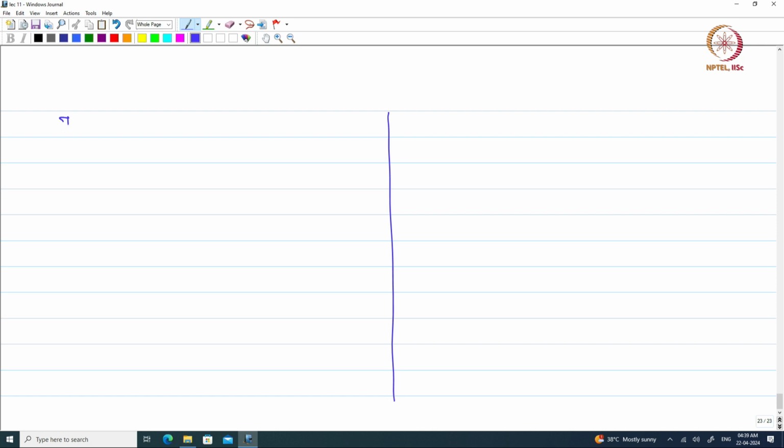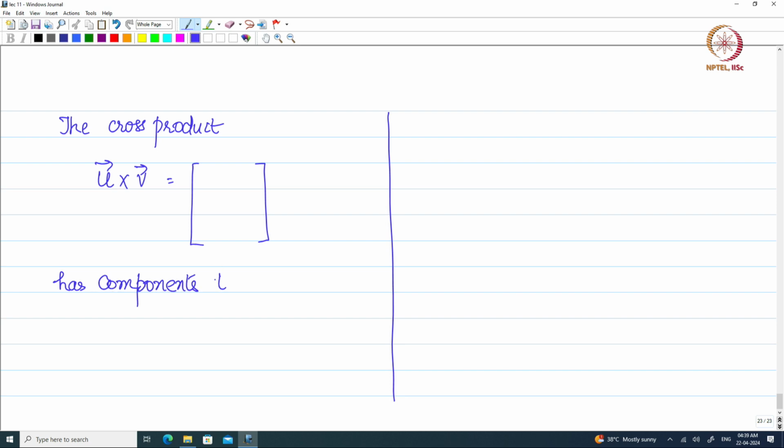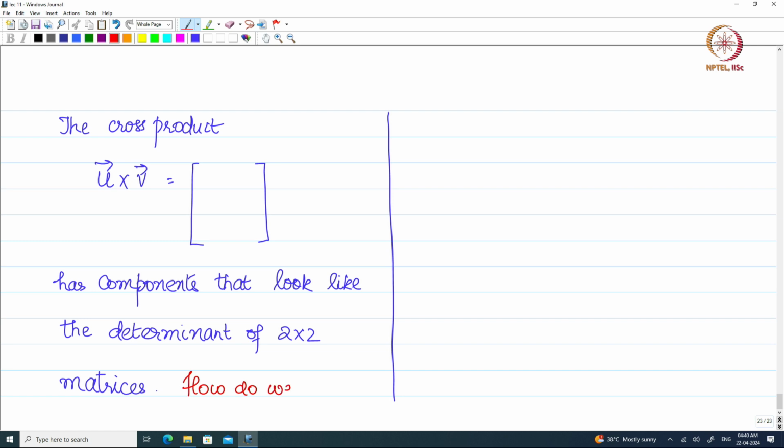So, in the next class, the question that we are going to have is: the cross product u cross v has components which look like the determinant of 2 by 2 matrices. So, how do we interpret this?